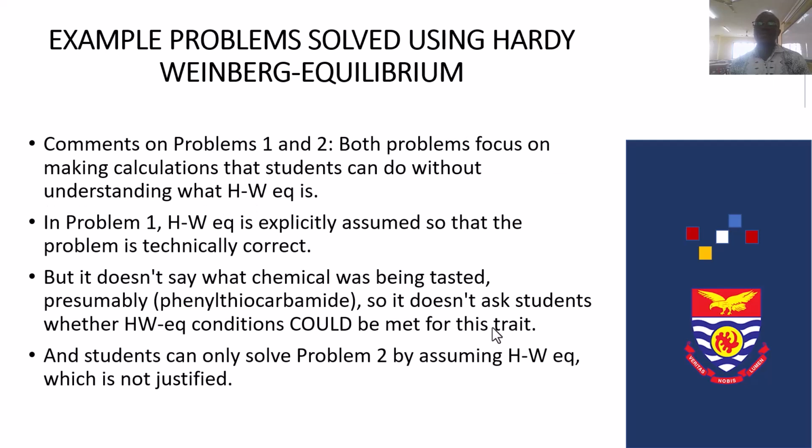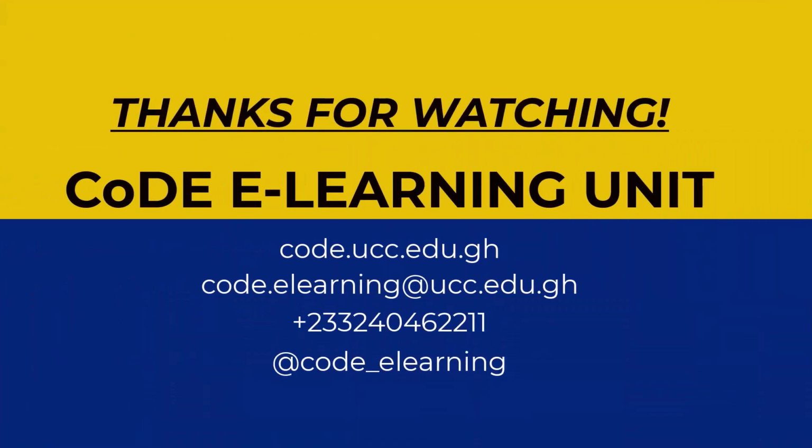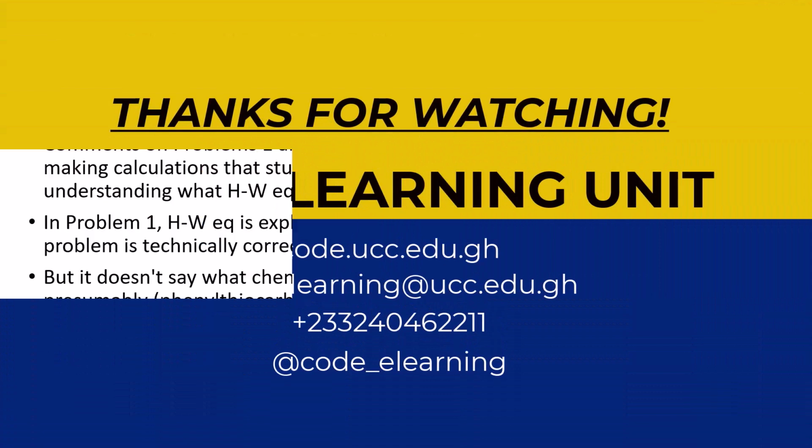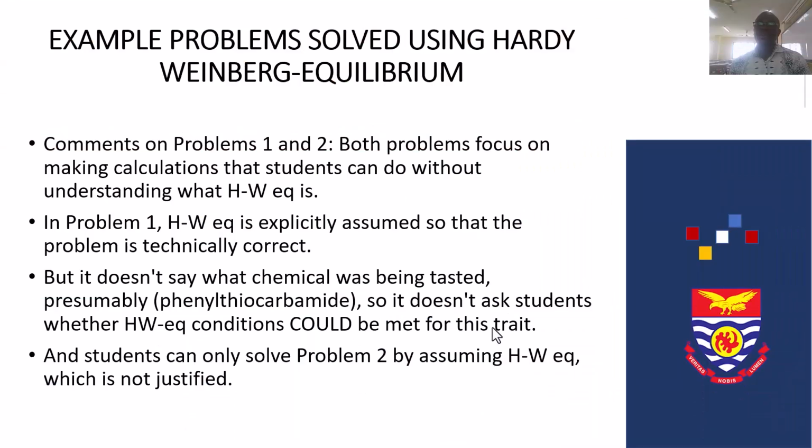Both problems focus on making calculations that students can do without understanding what HW equilibrium is. In problem 1, HW equilibrium is explicitly assumed so that the problem is technically correct, but it doesn't say what chemical was being tested, presumably PTC, so it doesn't ask students whether HW conditions could be met for this trait, and students could only solve problem 2 by assuming Hardy-Weinberg equilibrium, which is not justified.